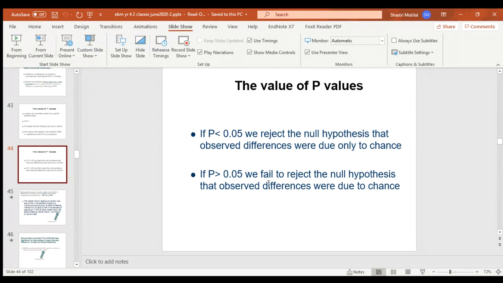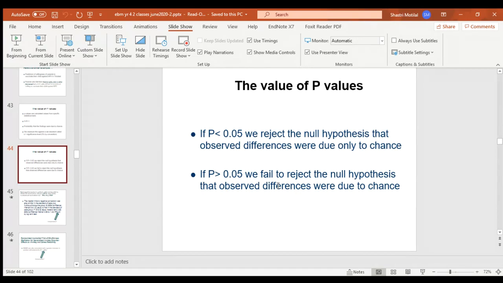If the p-value is more than 0.05, though, again, I'll spell it out. If the p-value is 0.1, if it's 0.07, if it's 0.35, if it's 0.9, if it's 0.8, if it's 0.46, all those numbers are more than 0.05, we fail to reject the null hypothesis, meaning we can't say that there were significant differences. There's a high chance the differences were due to chance.